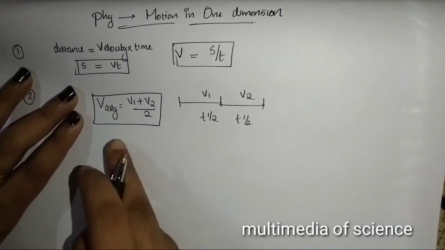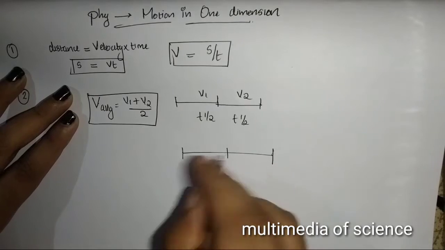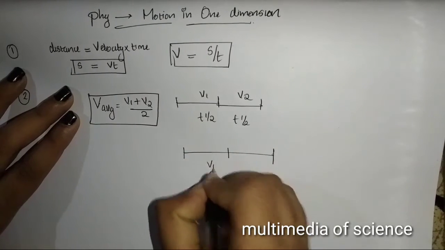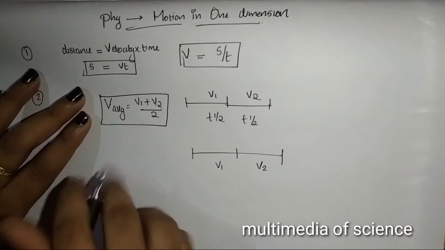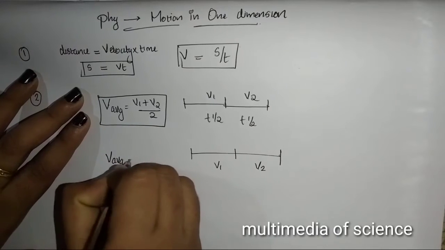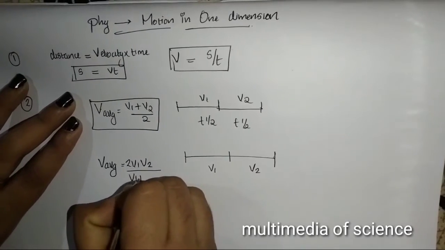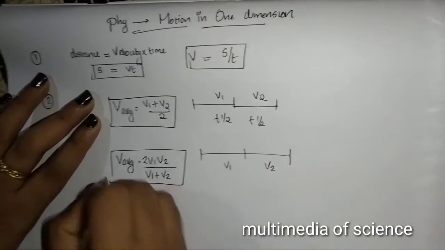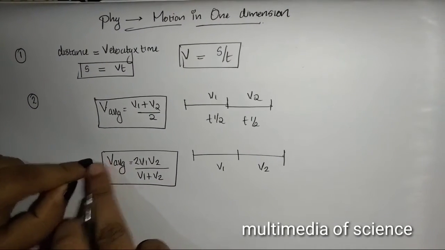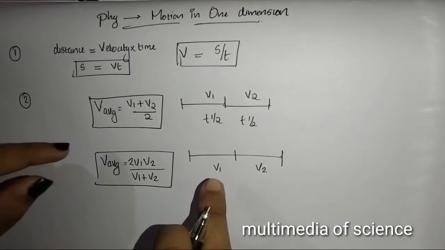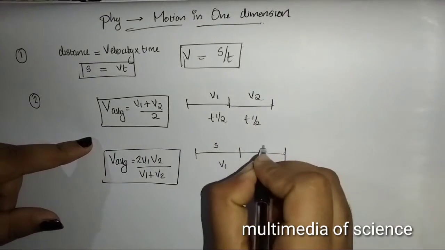Then the average velocity in the case of half distance. This is the total distance, and while covering the first half distance, V1 is the velocity, and for the other half, V2 is the velocity. In this case, average velocity is equal to 2 V1 V2 divided by V1 plus V2. So this is the equation to find the average velocity using V1 and V2 for half distances.